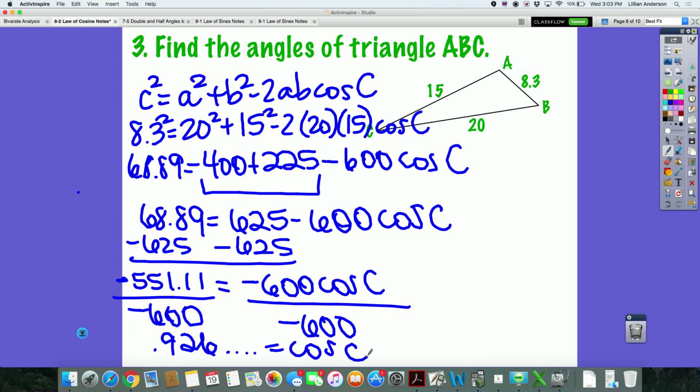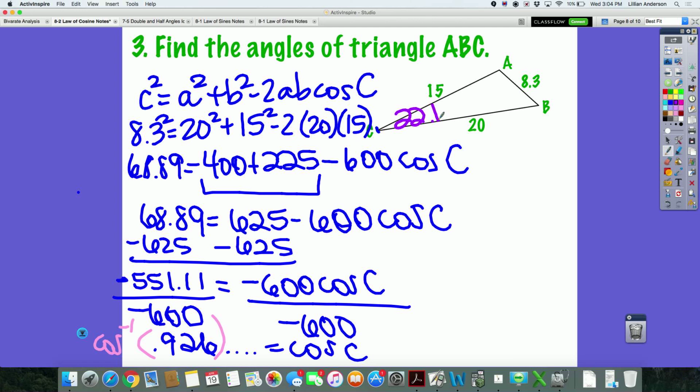And then we have to do the inverse. And what do you get for C? 22.1. 22.05, so that would be 22.1. All right? You can use the law of cosines to find your angles.